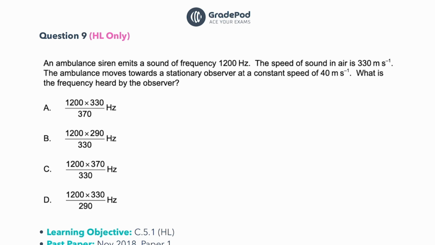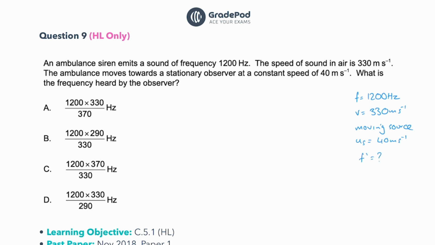Question 9 is higher level only. The reason for this is because we're looking at the Doppler shift referring to sound, and the sound equations for the Doppler shift are higher level only. An ambulance siren emits a sound frequency of 1200 Hz. The speed of sound in air is 330 meters per second. The ambulance moves towards a stationary observer, so it's a moving source, at a constant speed of 40 meters per second. What is the frequency heard by the observer?